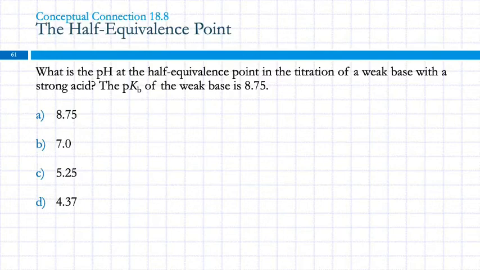What did we just get done talking about? The pH at the half equivalence is equal to what? pKa. So it's not 8.75 because that's the pKb. Remember the relationship between pKa and pKb? Yeah, so it should be C. Any questions?